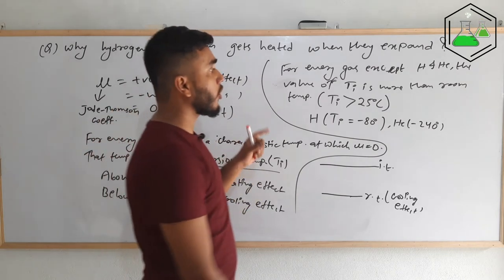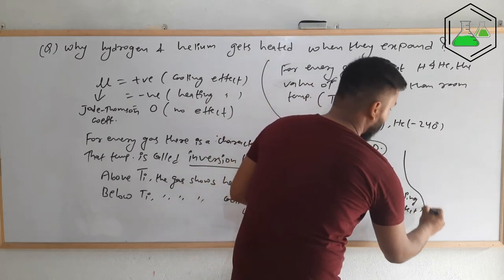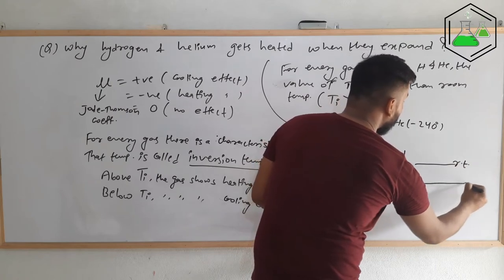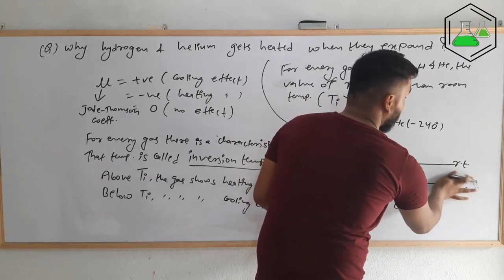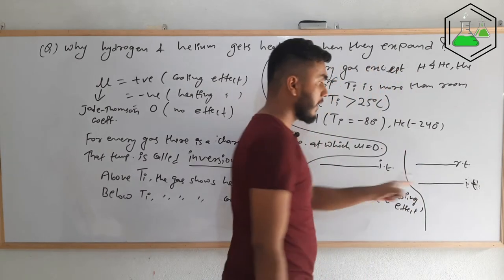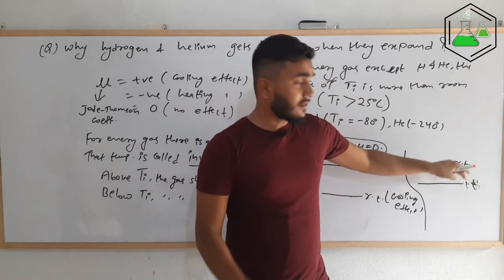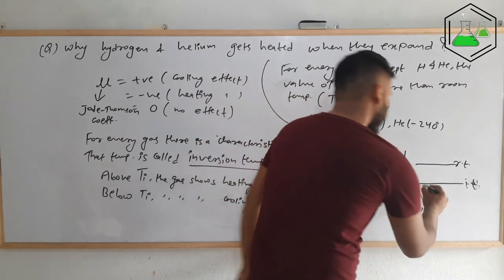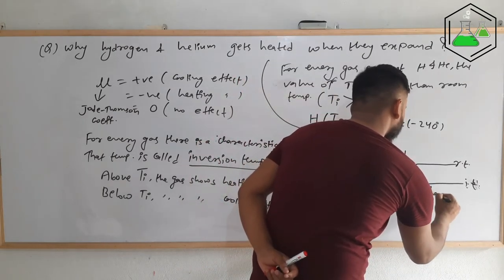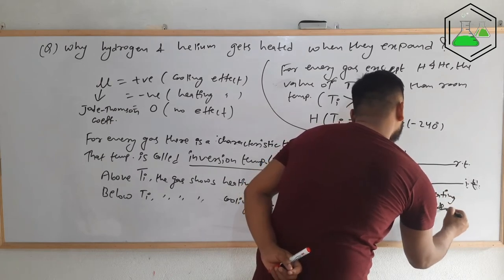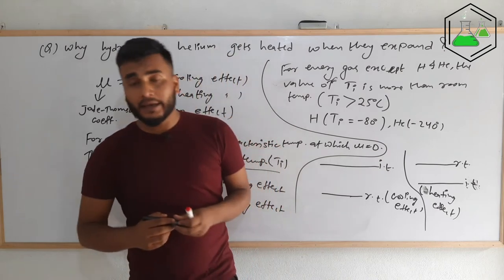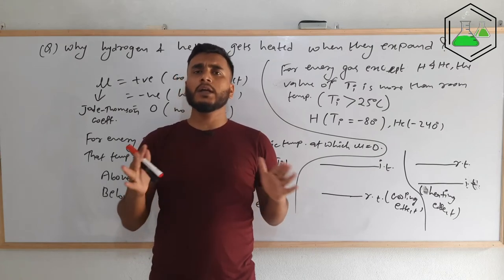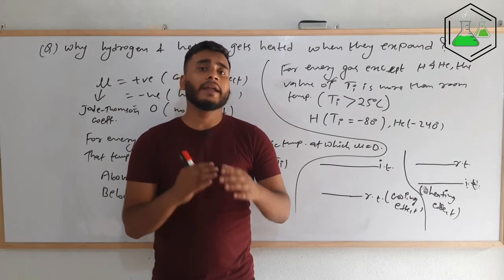But if you talk about hydrogen and helium, the room temperature is over here and the inversion temperature is over here. So at room temperature, hydrogen and helium will always be above their inversion temperature, so they will show a heating effect. This is the reason why hydrogen and helium get heated at room temperature when they expand under adiabatic condition, and all the other natural gases or real gases get cooled down.